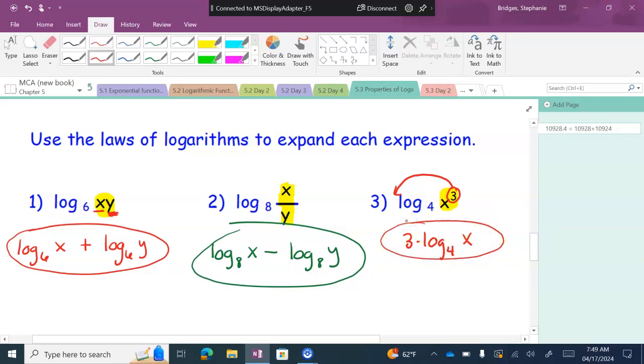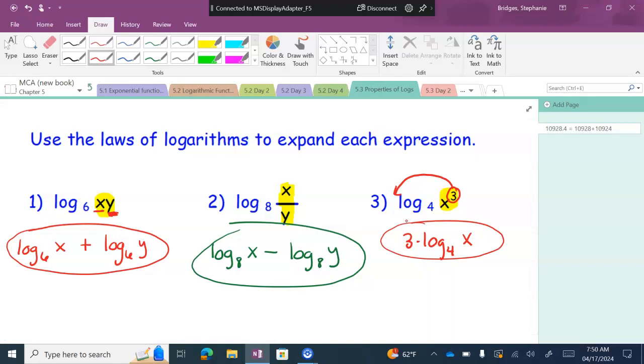You don't have to put the dot there. You could just put 3 log 4 of x. I just put the dot to show you what I'm doing. But I wanted to talk to you about this too. Let's look at this another way. What does x to the third mean? That means x by itself how many times? 3. So could I write it like that?